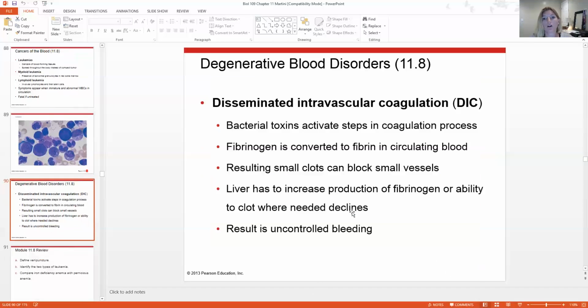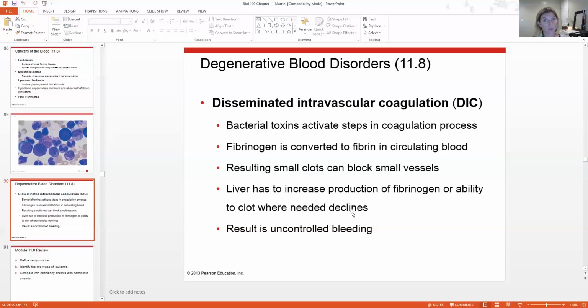So there are degenerative blood disorders as well, where you have bacterial toxins that can activate steps in that clotting process, causing what's called disseminated intravascular coagulation, or DIC. The fibrinogen is converted into fibrin within circulating blood. That can be very dangerous, right?